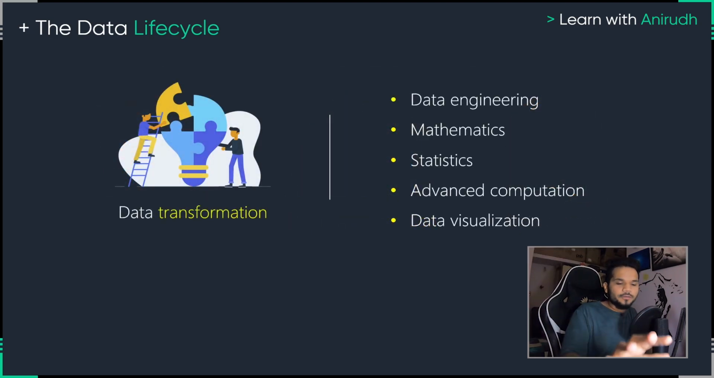But in the case of data science, it's very important for you to understand the step where data transformation happens. In the case of data transformation, we use the concepts of applied mathematics, applied statistics, be it data visualization or be it data engineering as well. Data engineering talks a lot about how you bring in the data from multiple sources to store it, to analyze it, and to give it to data analysts and data scientists to actually transform the data and work with it.